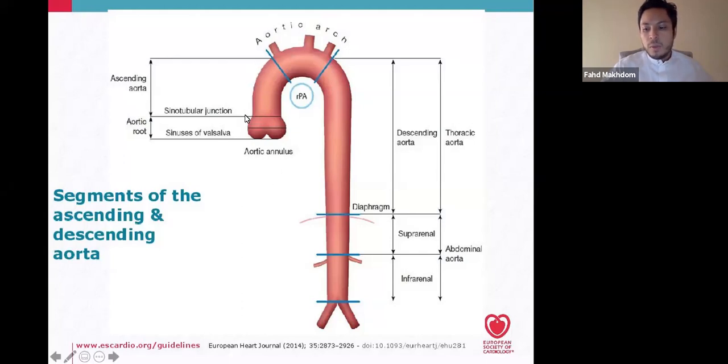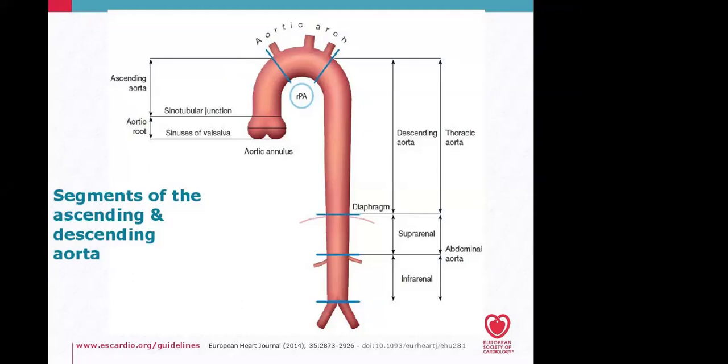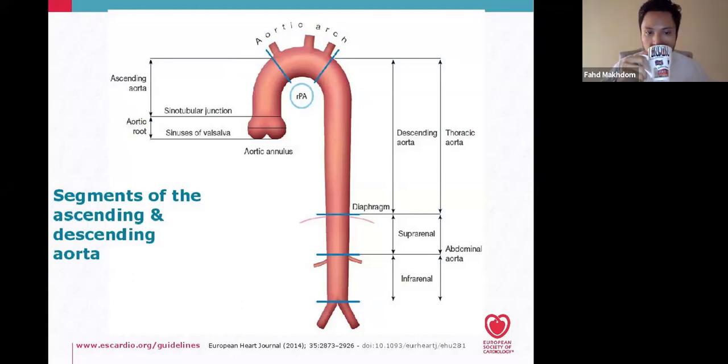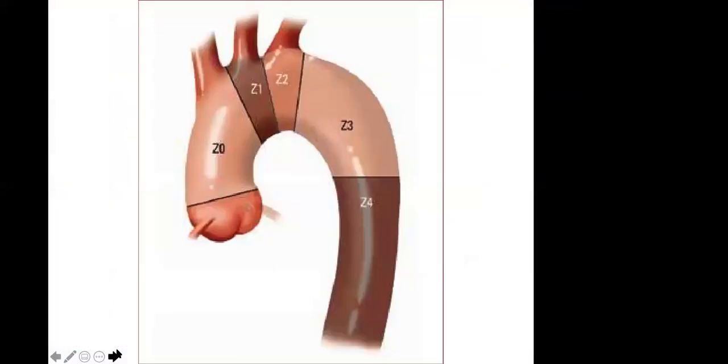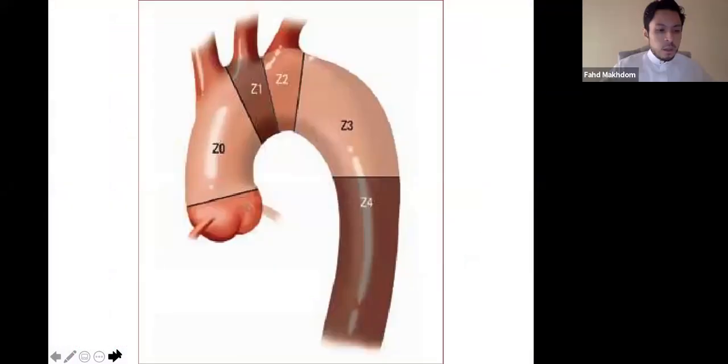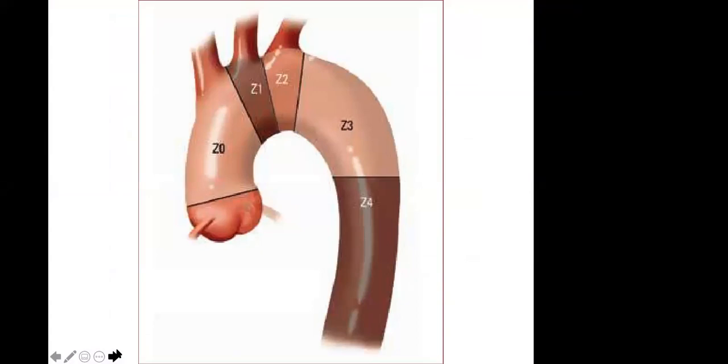But there's another classification. Do you know about the zones of the aorta? Yes. So what's zone 0? Zone 0 is from the aortic root until the base of the innominate artery. Then zone 1 follows, from the innominate artery to the left carotid. Then zone 2, from the left carotid to the left subclavian. Beyond the left subclavian, zone 3. I'm sorry, zone 4 after that also.